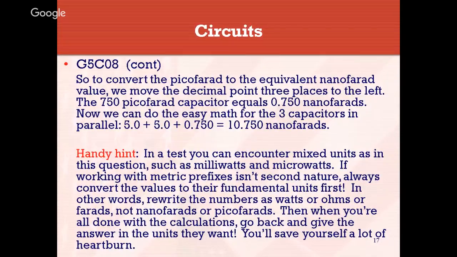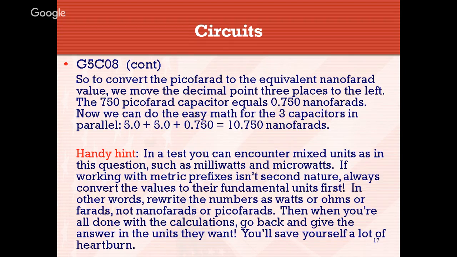So to convert the picofarad to the equivalent nanofarad, and again, nano is a little bit smaller, not a little bit, nano is smaller than a picofarad. And if you're a Star Trek fan, you know that in an episode Wesley Crusher on Next Generation was experimenting with nanites, and they got away. They were extremely small. You can't see them. They're so small. Just know that pico is larger than nano.